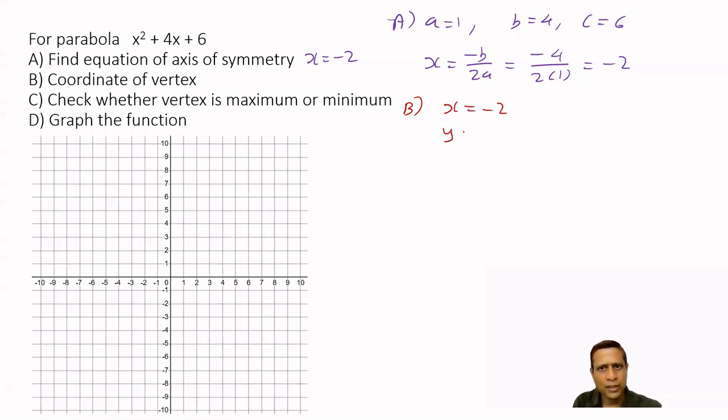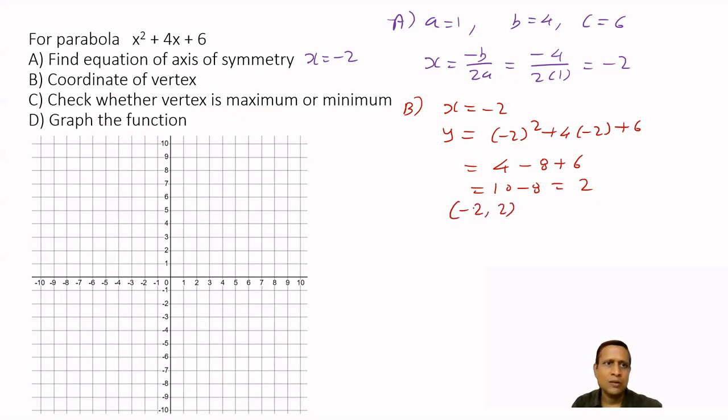Right? What is the y coordinate? For finding the y coordinate, in this equation, you put x equal to negative 2. So I put negative 2 square plus 4 times negative 2 plus 6. So that is 4 minus 8 plus 6. So that is 10 minus 8, or simply 2. So negative 2 comma 2 are the coordinates of the vertex. So the vertex is negative 2 comma 2.